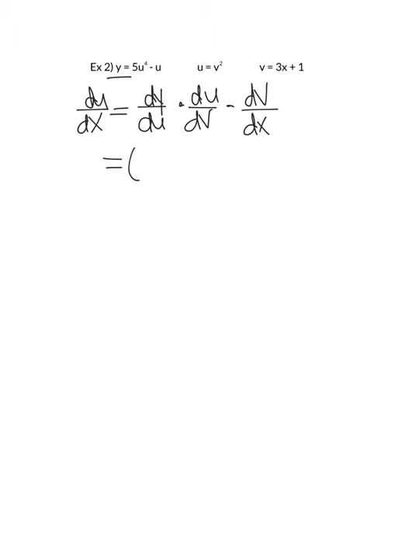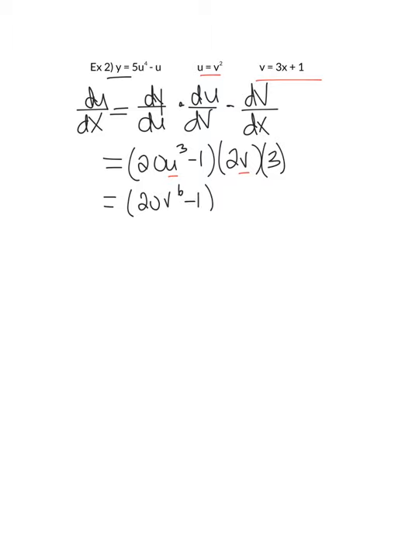So dy by du is 20u cubed minus 1. My du by dv is 2v, and my dv by dx is just 3. Now at this point I do need to go ahead and replace my u and my v with the equations above. So I will be getting 20 u cubed, so it's actually v squared cubed, so v to the 6 minus 1 times 2v. My v is 3x plus 1, so when I multiply by 2 I'm going to get 6x plus 2 times 3. Now I'm almost done.